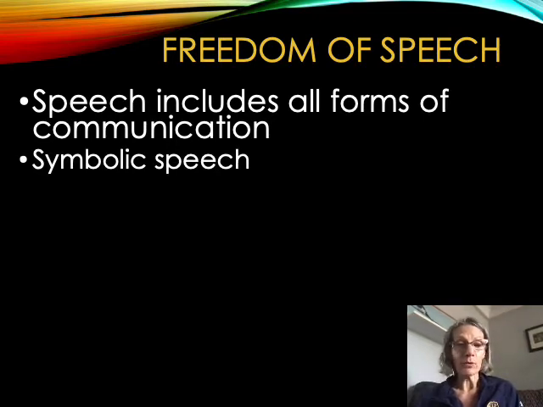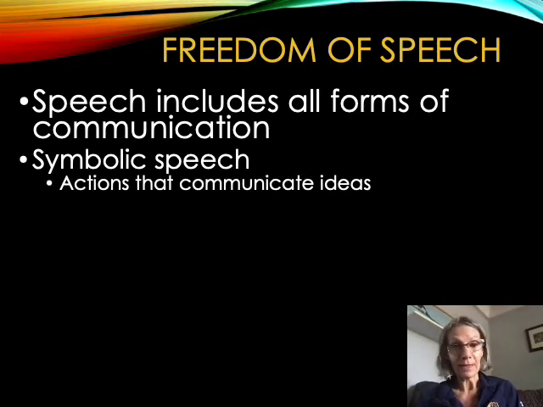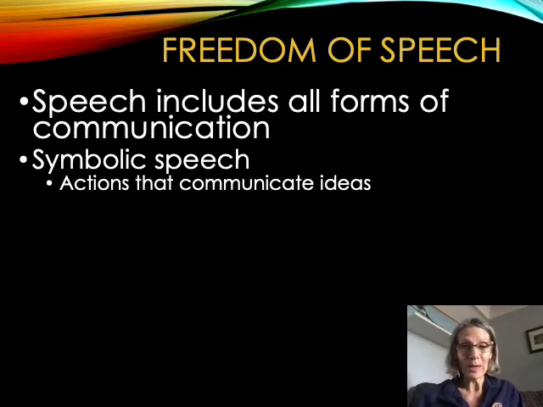Freedom of speech also includes communicating ideas without words, and that's what's known as symbolic speech. And so symbolic speech is actions that communicate ideas, okay? And so like wearing an armband or burning a flag or burning a draft card, all of those are examples of symbolic speech. And depending on the circumstances of that symbolic speech, it does and can receive First Amendment protections.